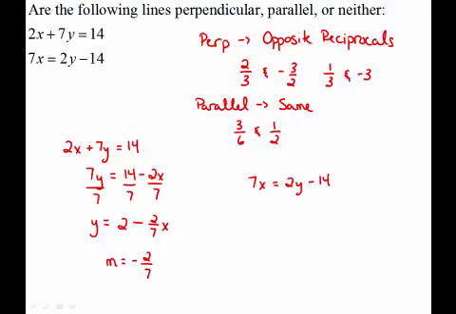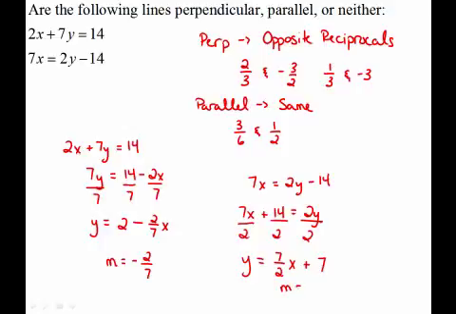And let's do the second line. So this time the y is on the other side. We still want to get y equals, so we'll just work backwards. So 7x plus 14 equals 2y, and divide everything by 2. And so I'm left with y equals 7/2 x plus 7. Okay, and so here the slope is 7/2. All right, I don't worry about the y-intercept.